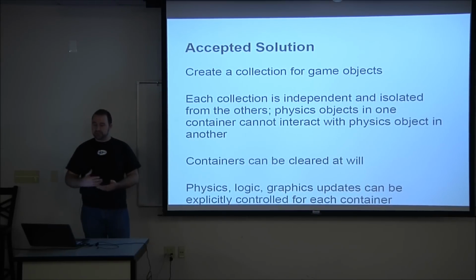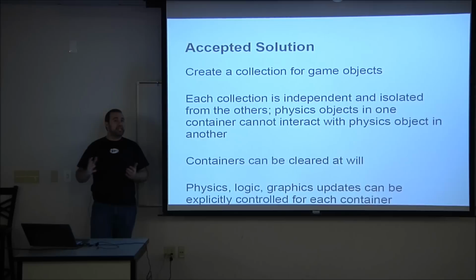It's because each collection is fully independent and isolated from each other. All the objects are in one collection or another collection, so you can guarantee that there won't be any interaction between these. If you have two spaces, and you have game objects in one space and game objects in another space, physics cannot interact between these game objects. Graphics cannot interact between these game objects. They are completely isolated from each other.